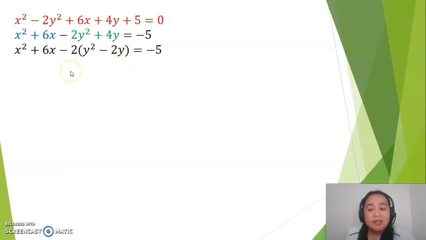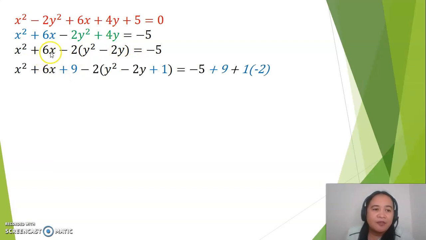So next to this is we will complete the square. Half of 6 is 3, squared is 9. Half of 2 is 1, squared is 1. So therefore, we add 9 here. We also add 9 to the other side. We added 1, so add 1, but multiply it with the term outside here, which is negative 2. So at this point, we write this as a binomial square. Square root of x squared is x. Square root of 9 is 3.